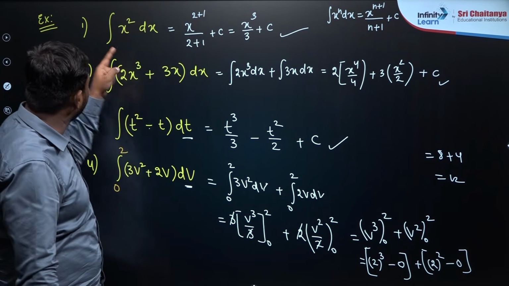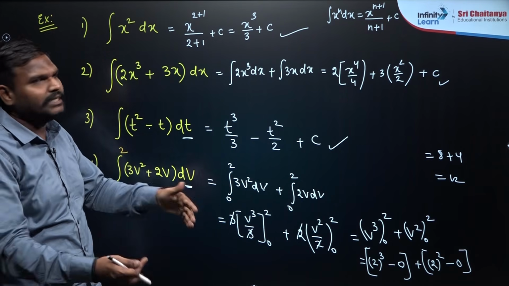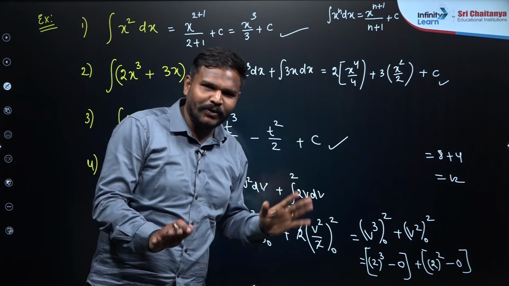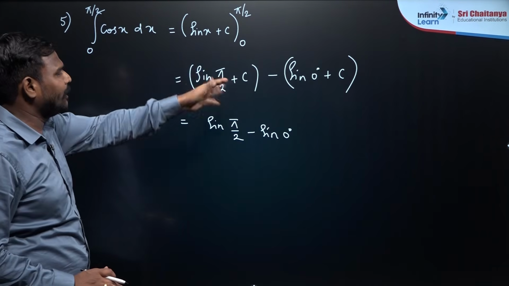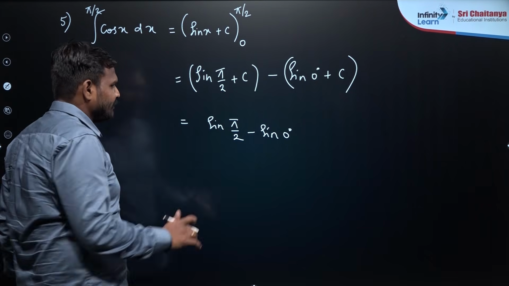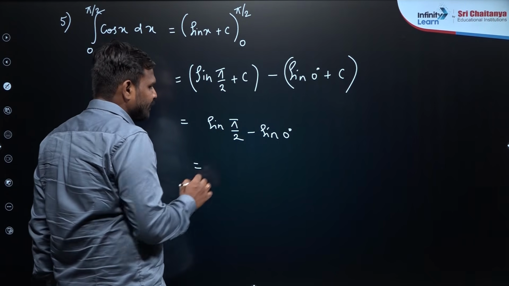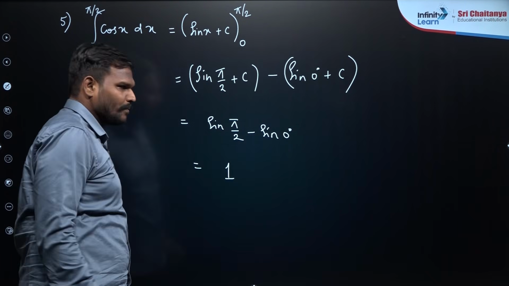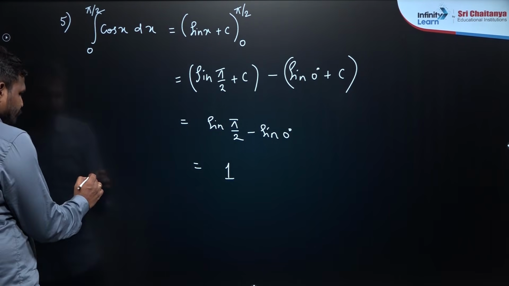But when you are doing indefinite integration, that is without limits, consciously please write a plus c extra. I hope you understood. So no need to write plus c in the definite integration. Now tell me, sine 90 degrees, pi by 2 is 90 degrees. So sine 90 is 1 minus sine 0 is 0. Is that clear? Okay, next question.